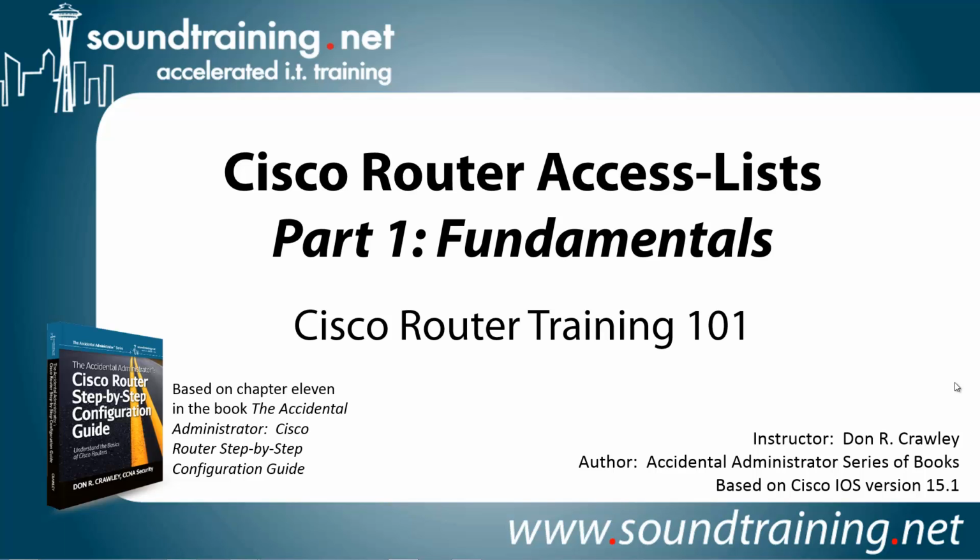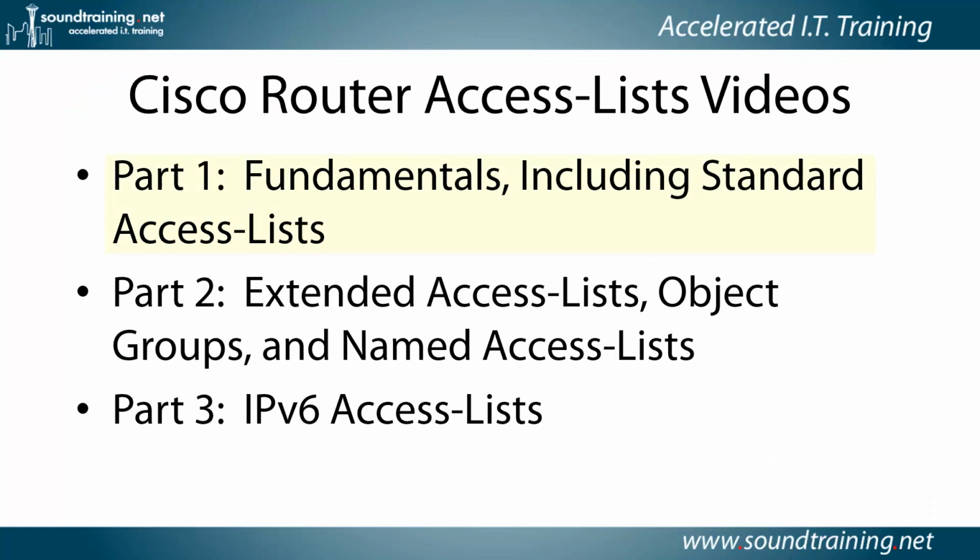Our software version is Cisco IOS version 15.1. The basic concepts that we're going to cover go way back in the IOS version, so even if you're using an older version, say even 11, most of what we're going to talk about will apply. There are some enhancements in more recent versions of the IOS, and I'll try to point those out as we go through the training. So as I mentioned, this is part one, and we're going to cover the fundamentals, including standard access control lists. In part two, I'll go over extended access lists, object groups, and named access lists. And in part three, we'll cover IPv6 access lists for you.